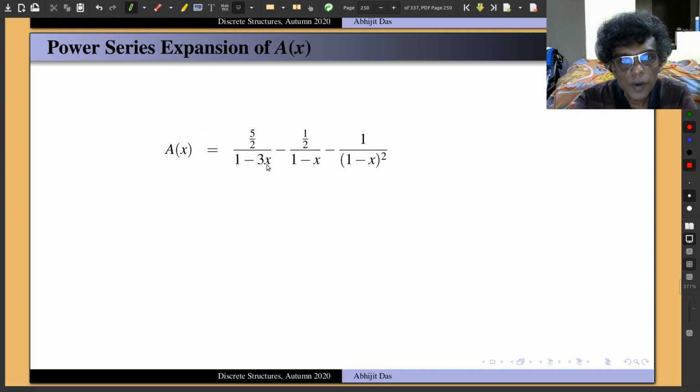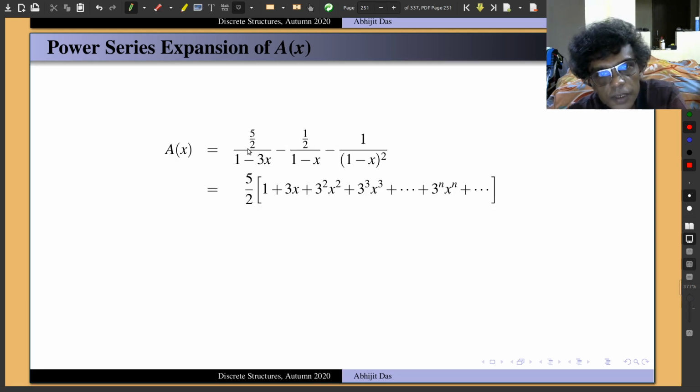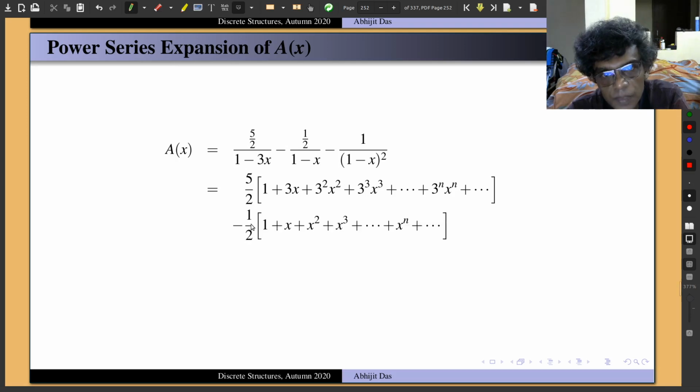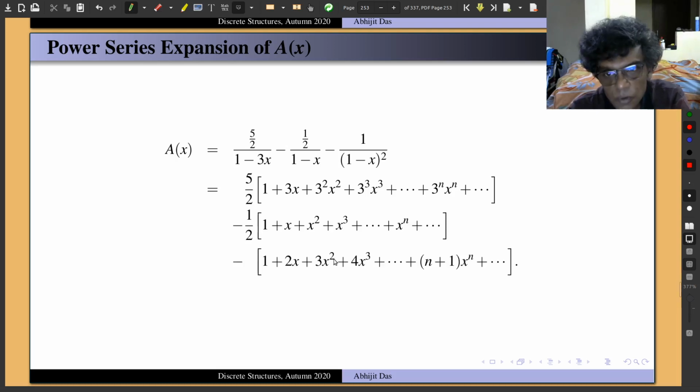5 by 2 over 1 minus 3x minus half over 1 minus x minus 1 minus x whole square. Now I can expand each of these things one by one. Let us do it. First thing is this, 1 plus 3x plus 3 square x square plus 3 cube x cube and so on. Next one is minus half times 1 plus x plus x square and so on. Third one is minus 1 plus 2x plus 3x square and so on.